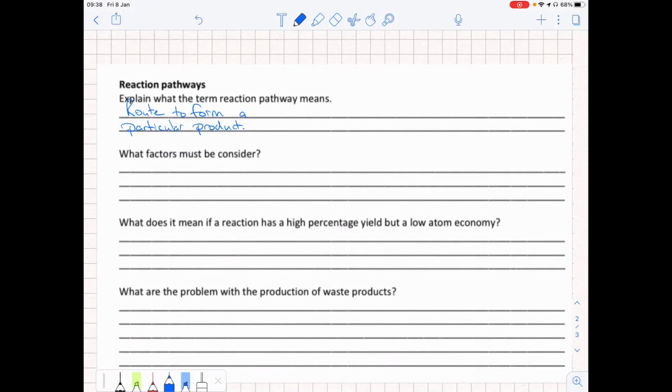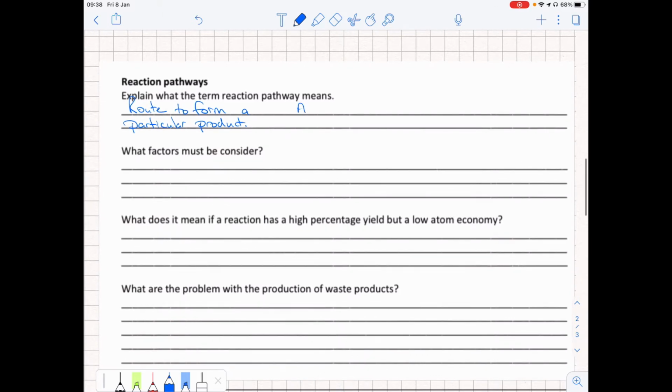Okay, in this video, we're going to have a look at what we call reaction pathways, and then I'm going to give you an example to illustrate it as well. So a reaction pathway is basically the route that a reaction will take to form a particular product. So let me give you an example of what I mean.